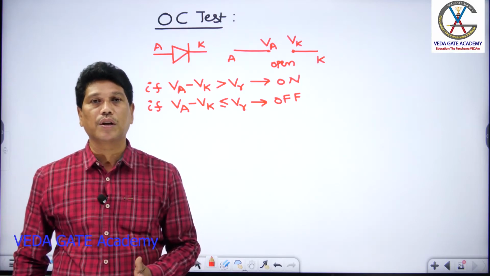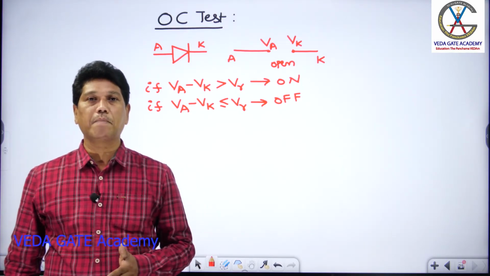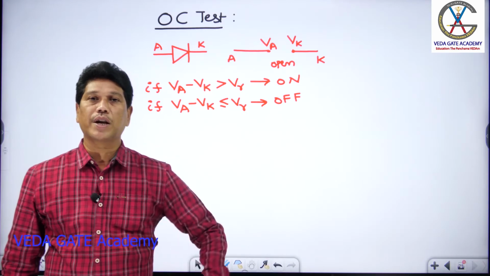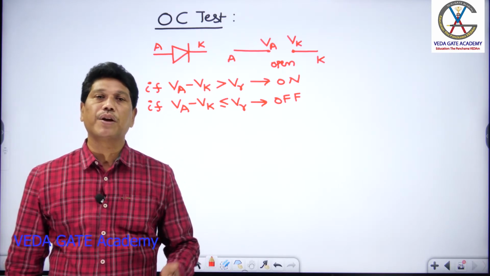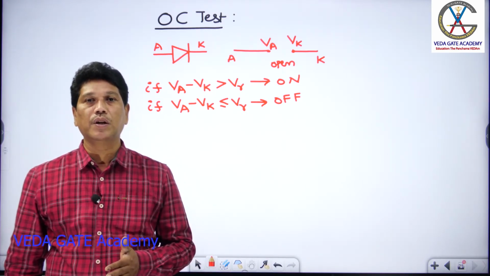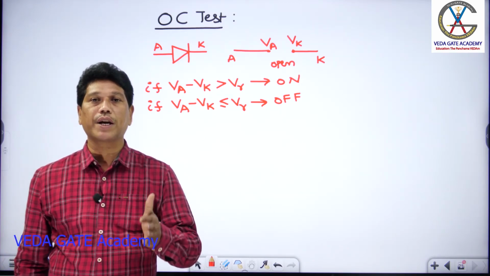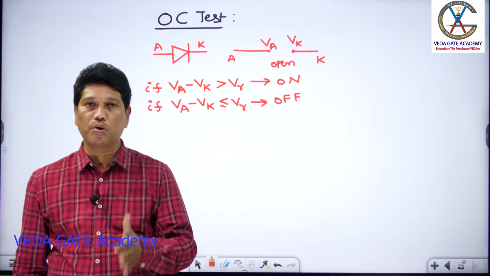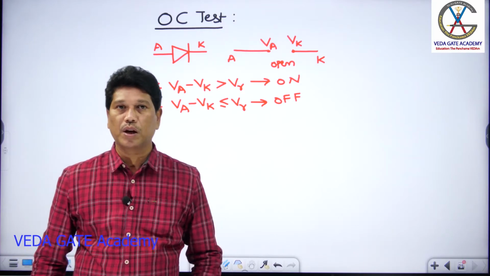And one more thing: if a number of diodes are connected in parallel with different cut-in voltages, then the diode which has a lower cut-in voltage conducts first.